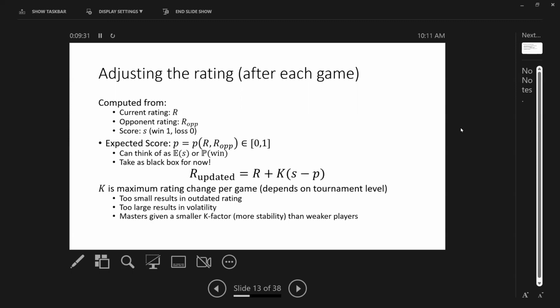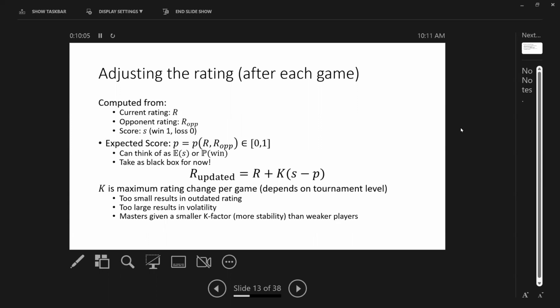Here's how the new rating is computed. You take the original rating you have, and you add a certain correction factor to it. This factor is of the form k times (s minus p), where s minus p is your actual score minus your expected score. Or you can think of it as how well you outperform your expectation. And k is some arbitrary scaling factor that dictates how much rating change can occur after a single game. Choosing this k factor is quite hard.